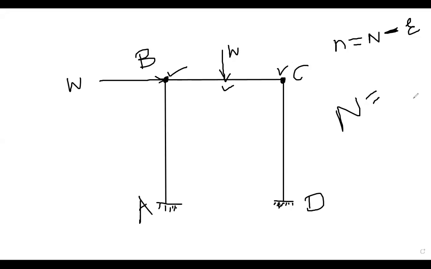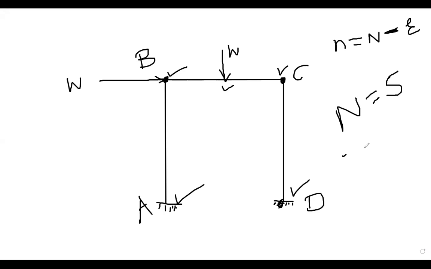There are 5 possible locations of plastic hinges. One is at A because a fixed end moment is there. Then B, C, D, and below the load. So there are 5 possible locations where the plastic hinges will be formed.